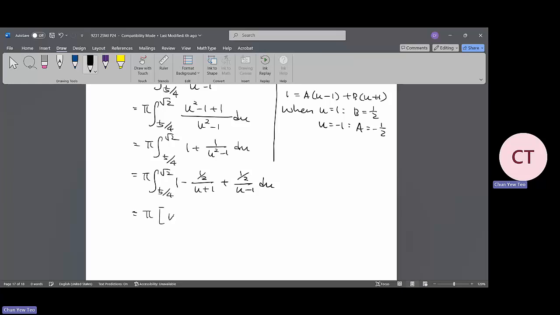You will get this one as u minus a half ln of u plus 1 plus a half ln of u minus 1, from 5/4 to √2. So just need to replace the value inside. Okay, just replace the value inside. Maybe we need to combine them together, become this, ln of u minus 1 over u plus 1. It will look better.